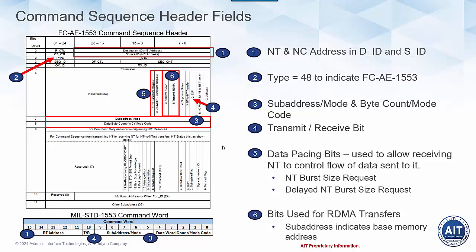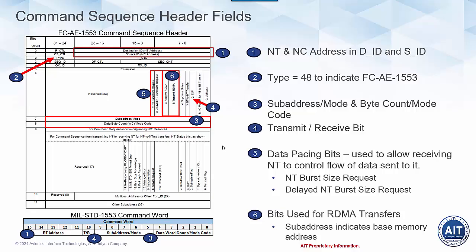Next, we'll look at some of the specific fields in the frame header for a command sequence. So I'm showing here at the top the frame header and the specific fields that FC-AE 1553 uses in the Fibre Channel frame header for a command sequence. And then below that, I'm showing the command word on a traditional 1553 command word and showing some of the comparisons between the two. So first, you have the destination and source ID fields, which is where the NT and the NC addresses are. So that is analogous to the RT address in a 1553 command word.